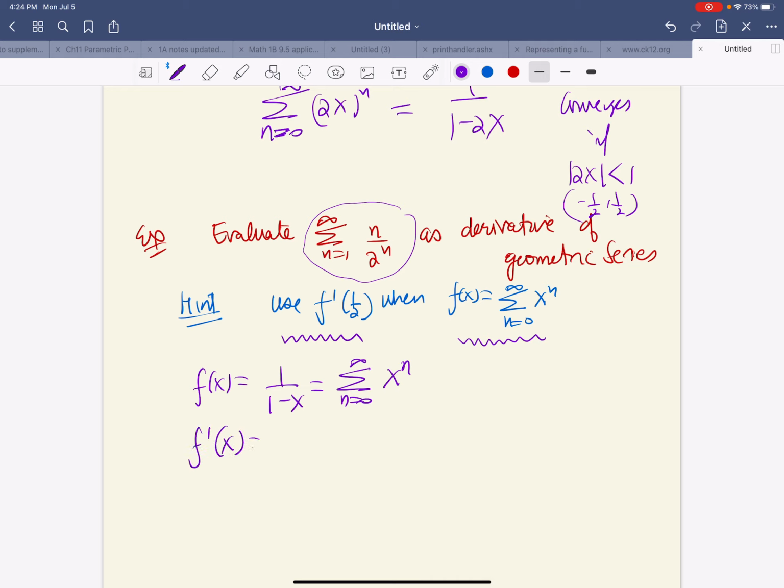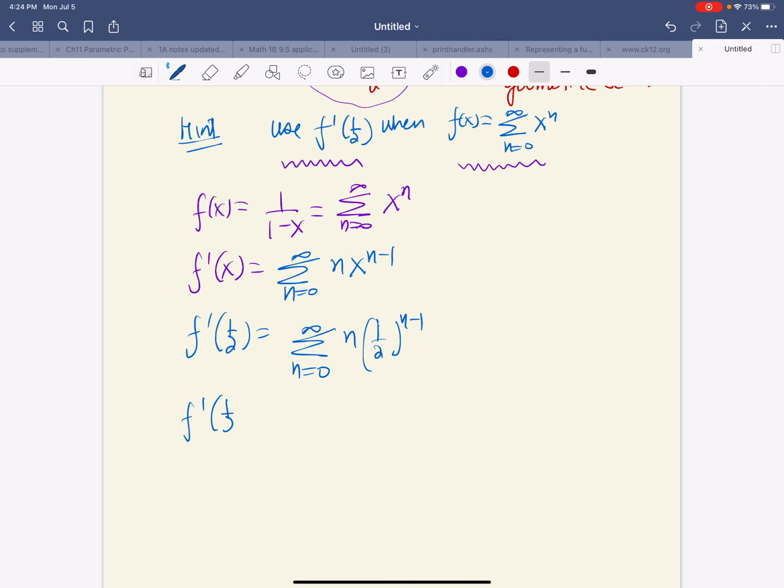What's going to be f prime of x? f prime of x is going to be summation n equals 0 to infinity n x to the n minus 1. And if I use f prime of half, I'm going to be replacing x by half. So n equals 0 to infinity n times 1/2 to the power n minus 1. I can say f prime of half is equal to summation n equals 0 to infinity n over 2 to the power n minus 1.